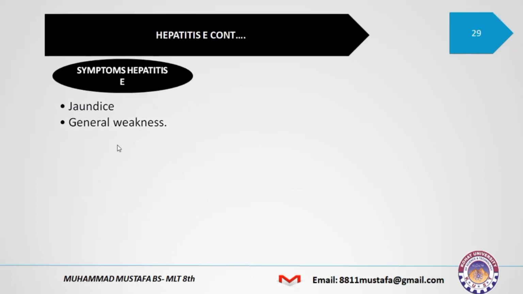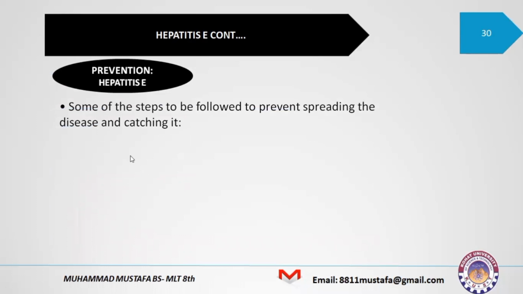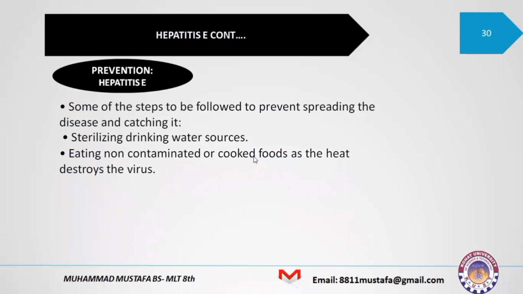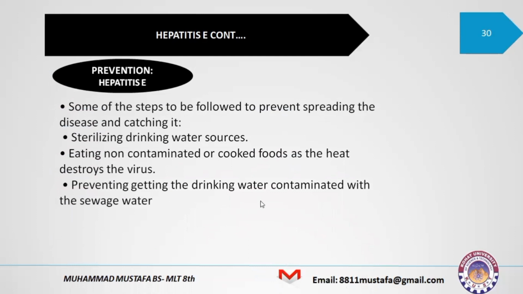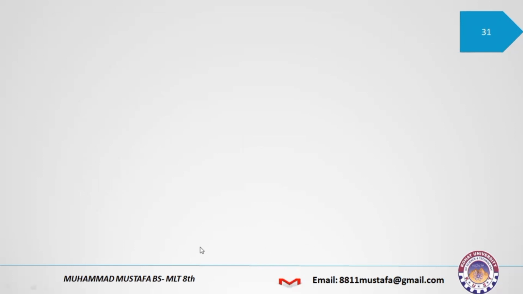Symptoms of hepatitis E: jaundice, general weakness, weak appetite, nausea, abdominal pain, fever, dark urine, pain in the joints. Prevention of hepatitis E: some steps are followed to prevent spreading and catching the disease. Number one, sterilizing the drinking water sources, eating non-contaminated or cooked food, as heat destroys the virus. Preventing drinking water from being contaminated with sewage water, and paying attention to personal hygiene, washing hands with water and soap after using the toilet.